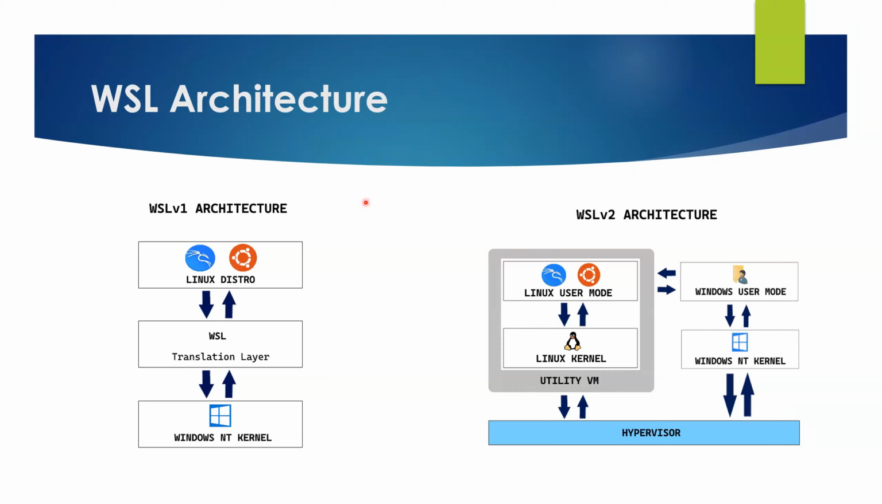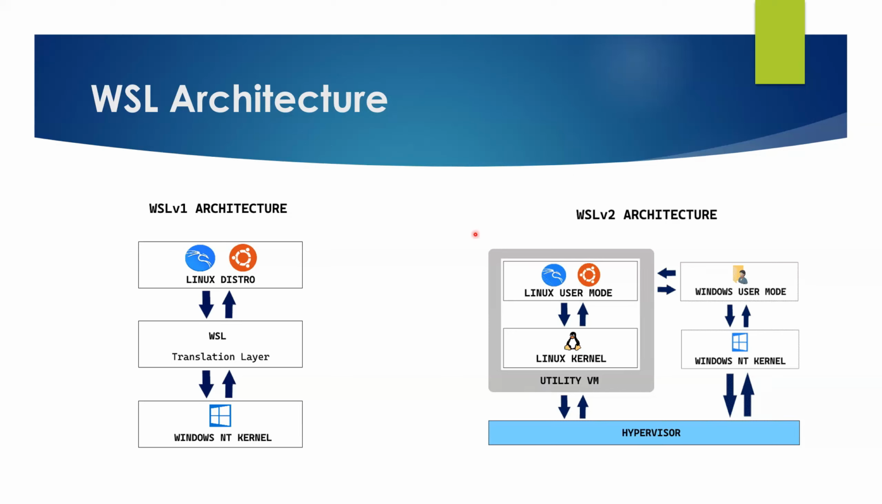WSL 1 uses API calls that are converted to and from the Windows API. So you've got a translation layer. When you do something in Linux, it translates it to a Windows API call and then returns the results. The problem with this, of course, is that not all API calls are implemented, and it's still not running a true Linux kernel. It's running the distro in Linux, in Windows.